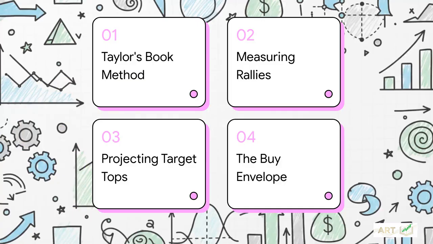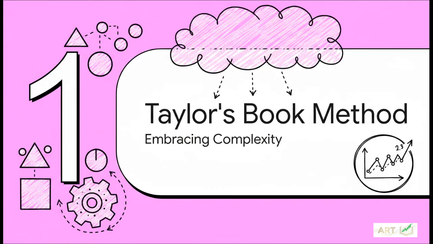All right, here's our syllabus for this explainer. 1. Taylor's book method. 2. Measuring rallies and declines. 3. Projecting the target top. And 4. Constructing the buy envelope.